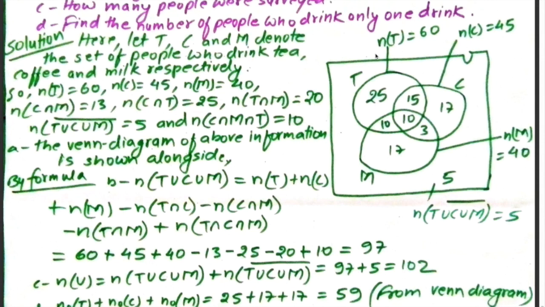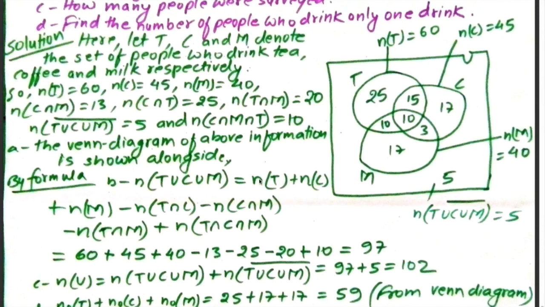Now see the Venn diagram. The big rectangular box denotes n(U), the universal set. The first circle, T, is 60, the second circle, C, equals 45, and the third circle, M, denotes 40. The complement of all three is 5, that is, the complement of T union C union M equals 5.